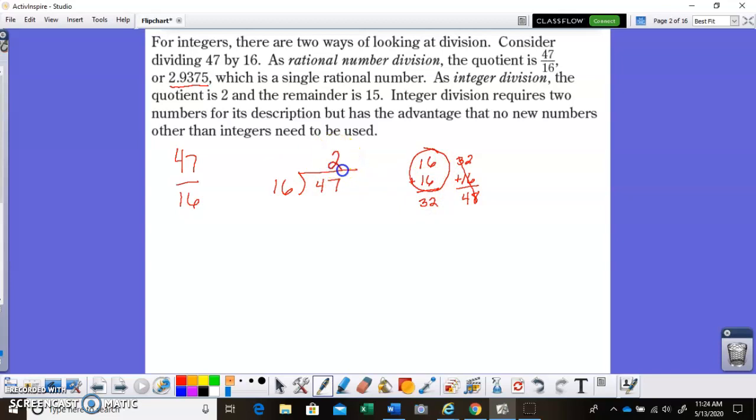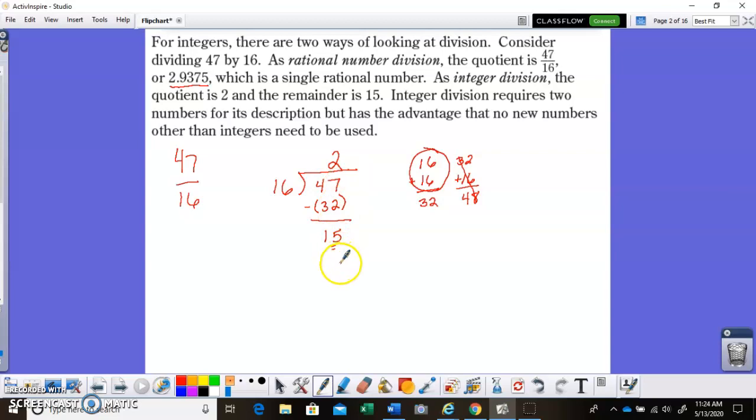2 whole 16s. Once I put this number up here, then I multiply these two together. So I do 2 times 16, which we already found out was 32. And I have to subtract that 32 from the 47 that's there. When I do that subtraction, I get 15. Now, I know I'm finished when I have no more digits left underneath the bar that I haven't addressed, and the number here is smaller than what I'm dividing by.